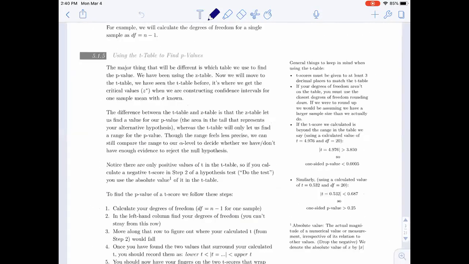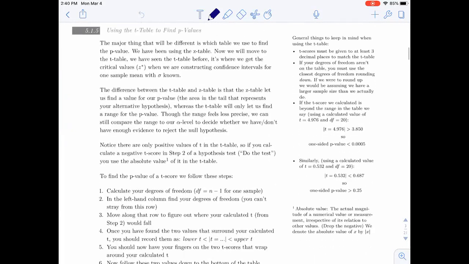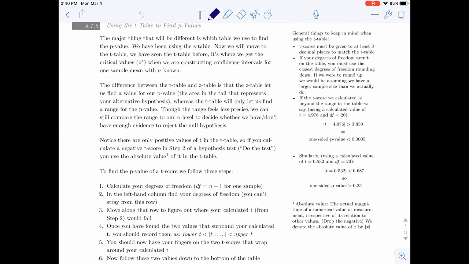So like I said, everything that I just blabbed at you is on page 3. All these little ins and outs of using the t-table, they're all on page 3. Here I've outlined what to do if your t-value is off the table, in the margin here.